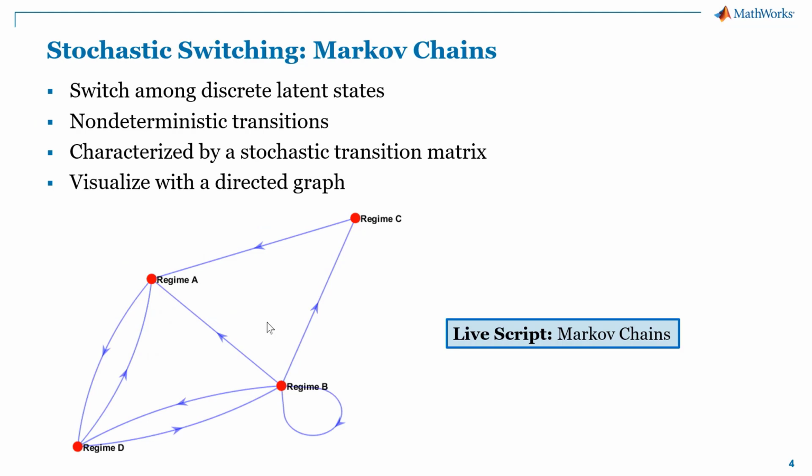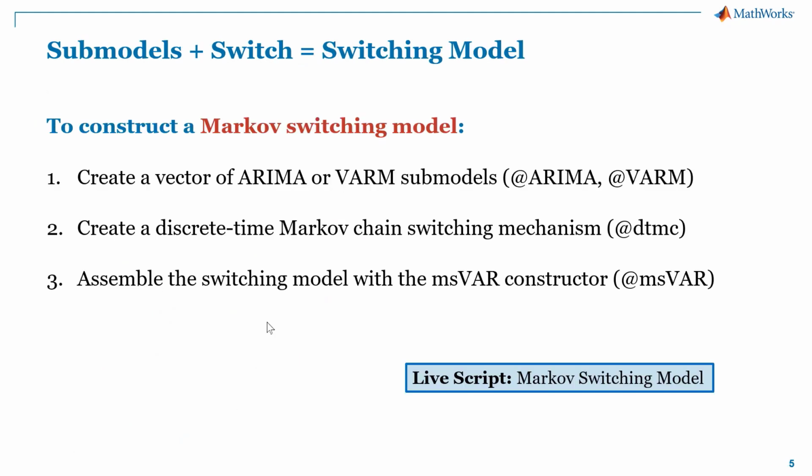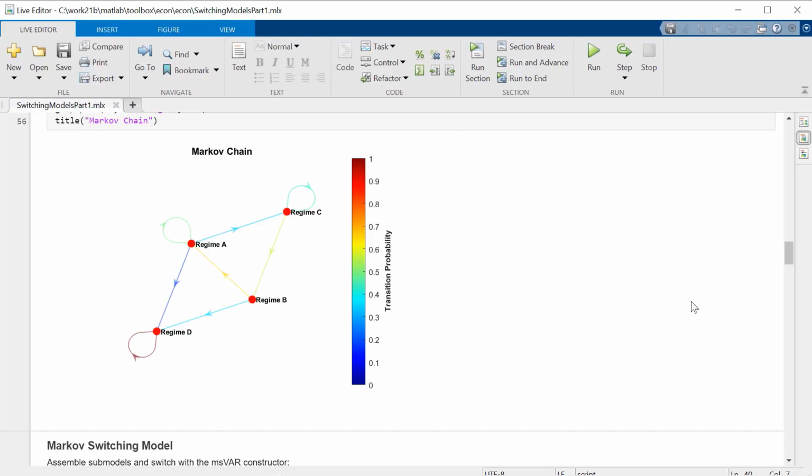Once you've built your submodels and described your switching mechanism with a Markov chain, you assemble these components together to create your Markov switching model. So, three steps to constructing a Markov switching model. The first is to use either the ARIMA or VARM constructors to create individual submodels for each of the different states. Second, you create a Markov chain with the same number of states and describe the transition probabilities between states. And finally, you assemble these all together with the MS-VAR constructor to describe the switching model as a whole. So let's take a look at that.